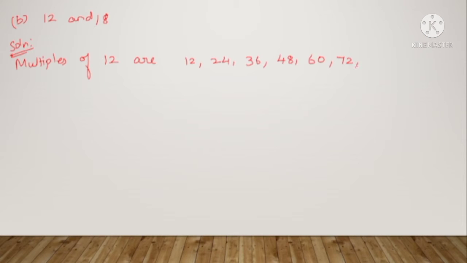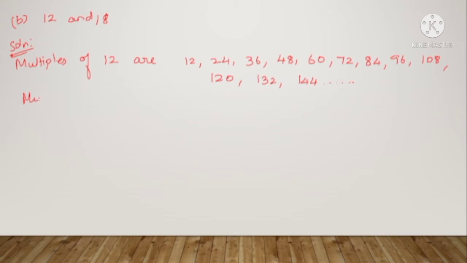Subdivision B. The question is 12 and 18. So first of all, let us write the multiples of 12. So multiples of 12 are 12, 24, 36, 48, 60, 72, 84, 96, 108, 120, 132, 144 and so on. I'm just writing the 12 tables.